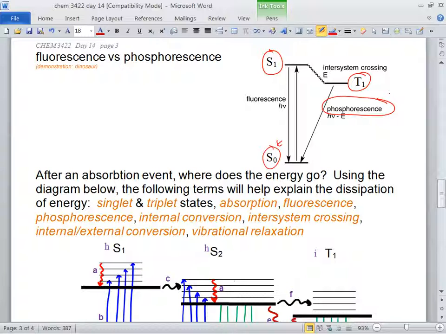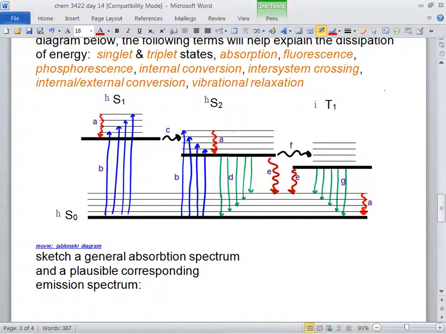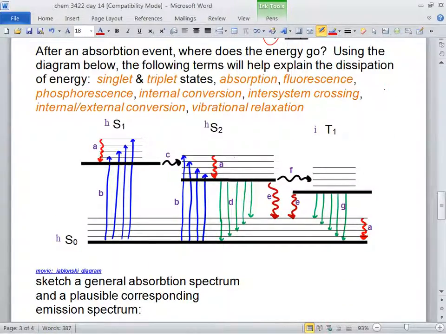Okay. After an absorption event, where does the energy go? What were the two possibilities? Heat and or photon release, right?